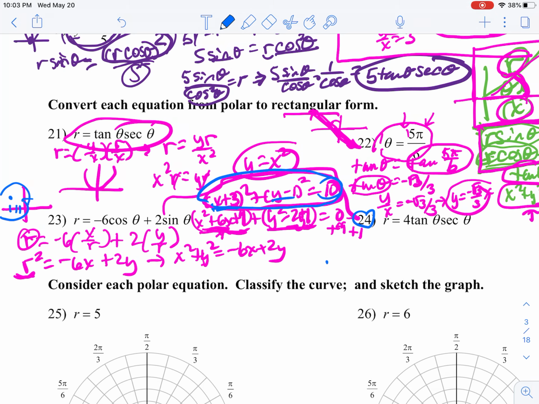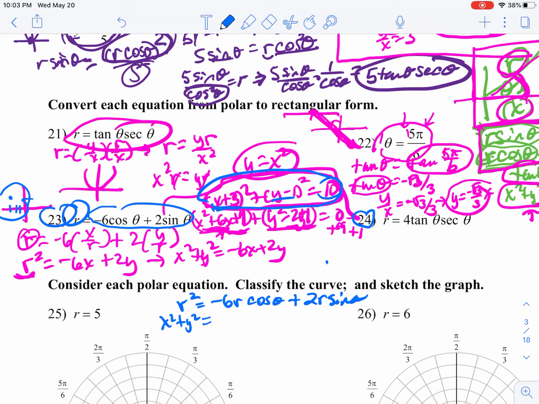Oh, back here, you had another alternative that I'll write down here. On 23, you could have also introduced an r, multiplied everything by r. Like multiplied this side by r and this side by r. Sometimes people do that. r squared is x squared plus y squared. r cosine theta is x. We knew this. r cosine theta was x. And r sine theta is y. So I have plus 2y. And then I could go on with this step right here.